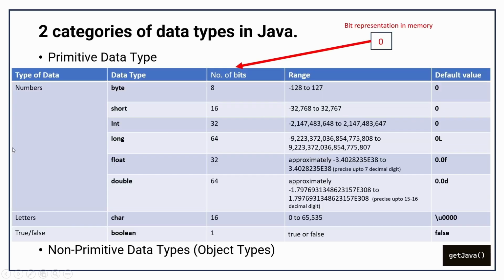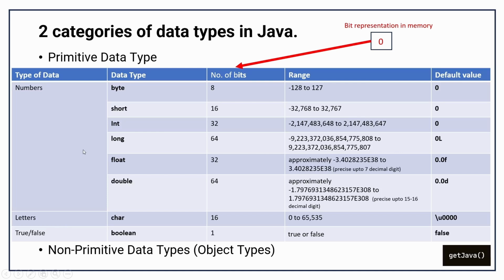So yeah, we can see for numbers there are 6 different data types available, or 6 different containers available. Similarly, for storing letters, we have one container or data type available, and one data type is used for storing true-false values. Now you must be thinking, why do we need 6 different data types for storing numbers?